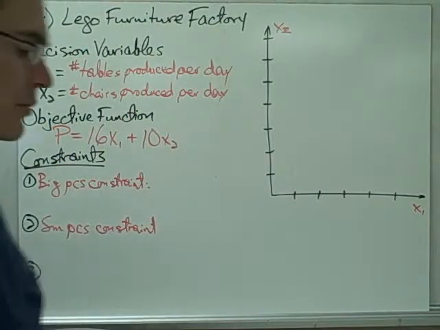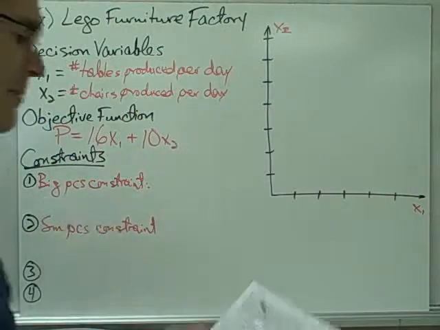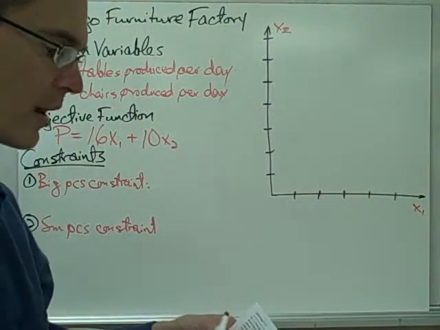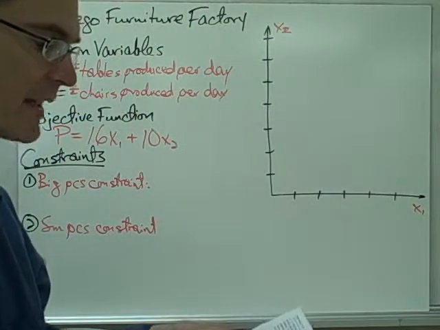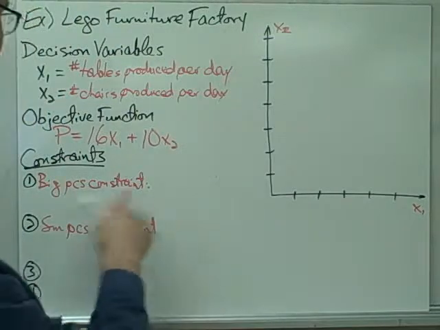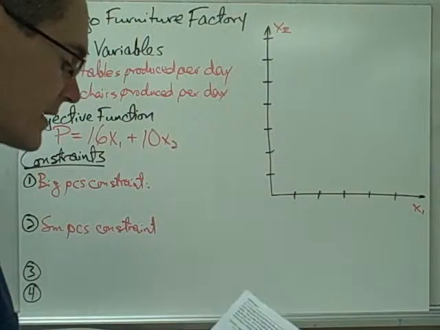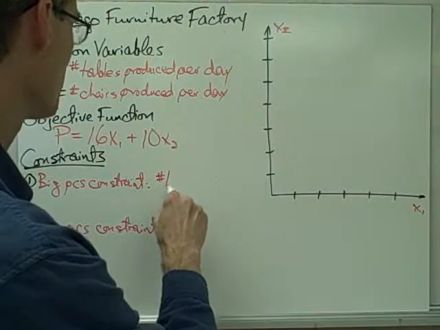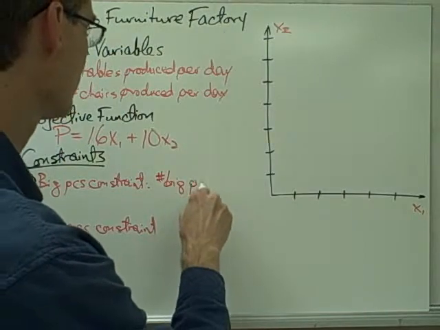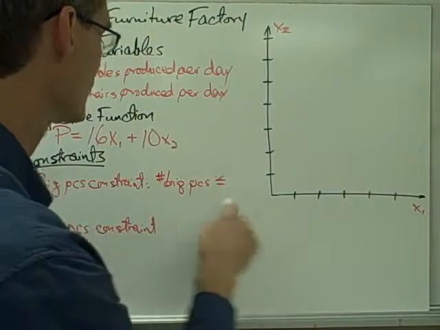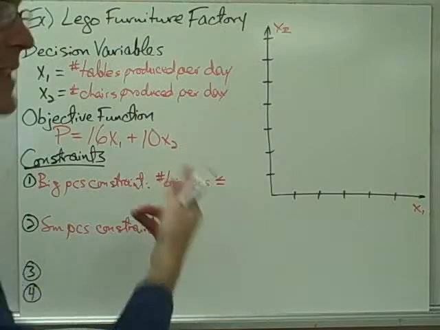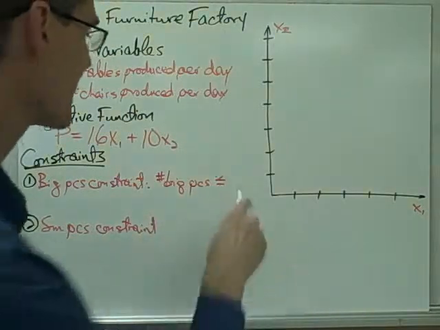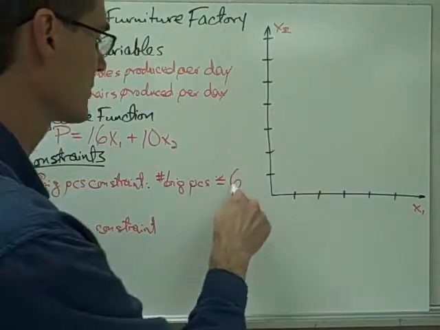And we're going to talk about these other 2 constraints in just a minute. So our big pieces constraint: we are limited in the number of big pieces. We only have 6 big pieces per day. So basically, the number of big pieces that we can use to make tables and chairs is going to be less than or equal to 6.